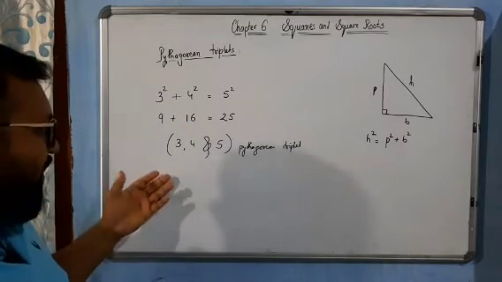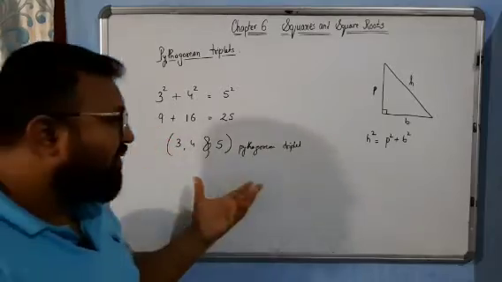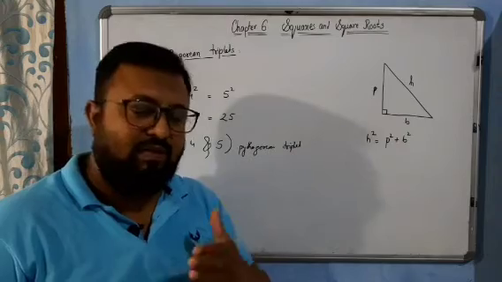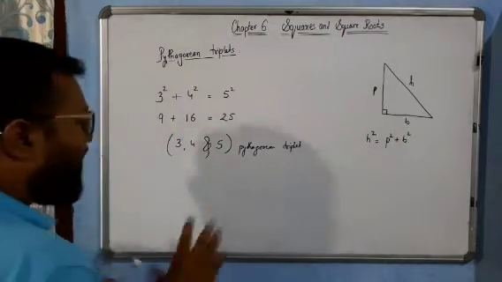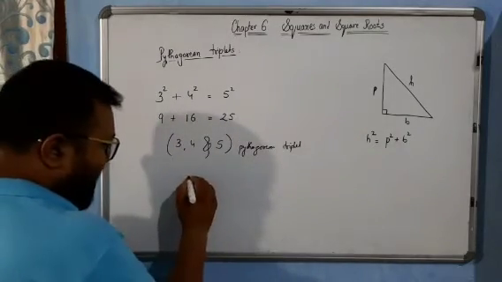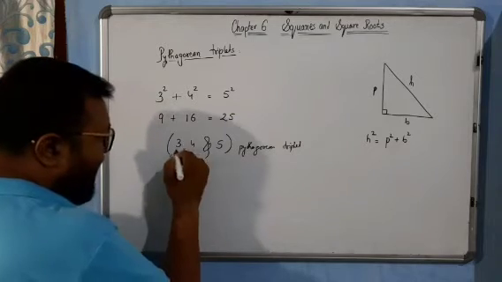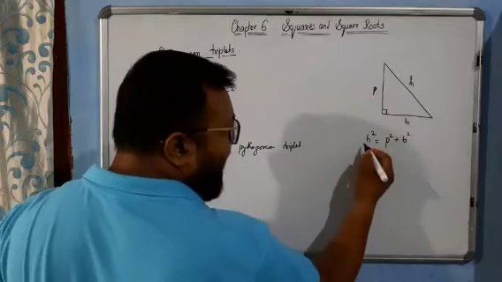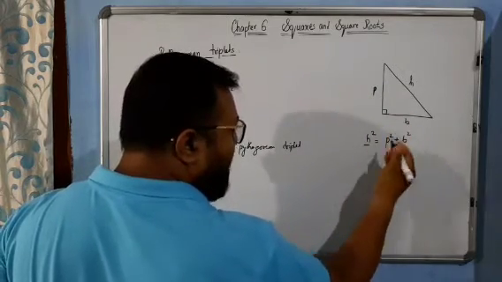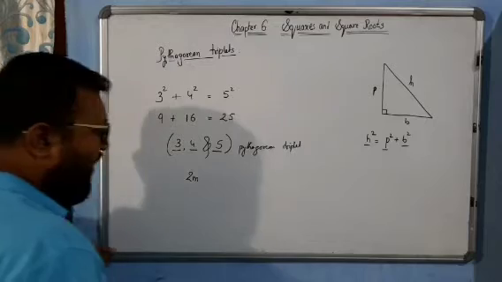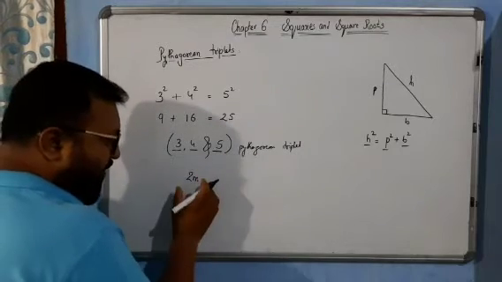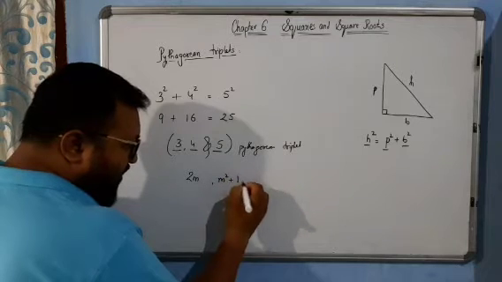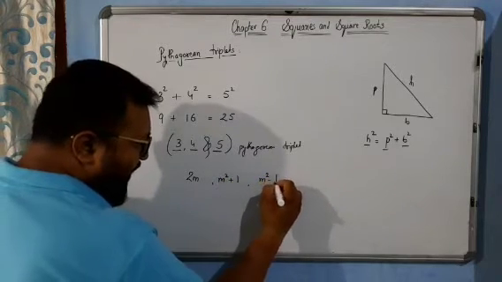But if there are bigger numbers, how can you find out whether any three given numbers form a Pythagorean triplet or not? A Pythagorean triplet has three members: first, second, third. One member will be twice m, another is m square plus 1, and another one is m square minus 1.